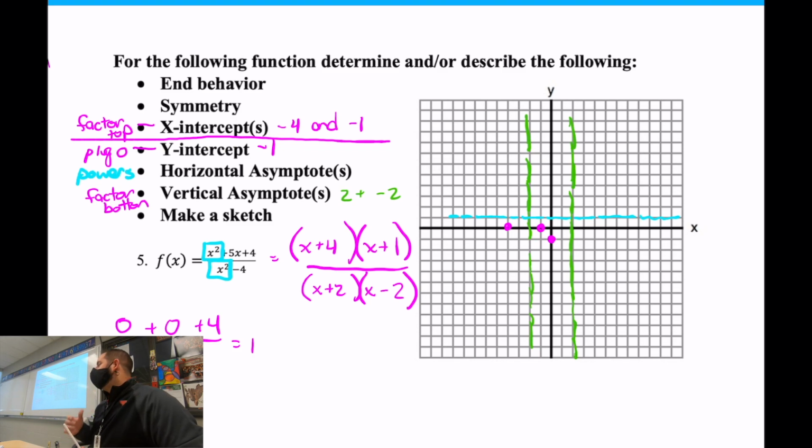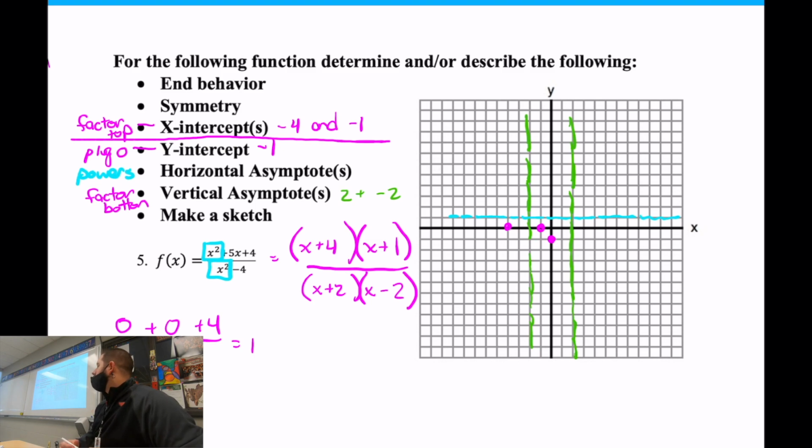If the top is bigger than the bottom by more than 1, then you don't have anything. If it's larger by 1, then you have to do the slant where you have to long divide. We probably won't have one of those on the test.